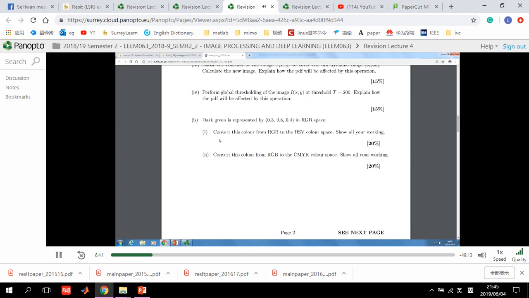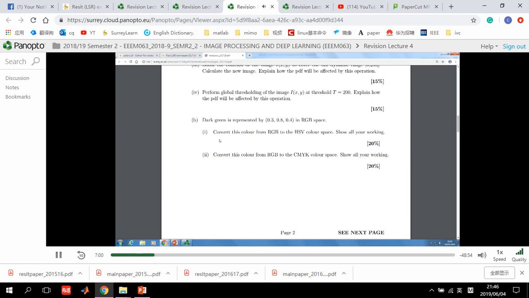If we're going into HSV space, which one of these is the V? Maximum, yeah? Which is 0.8. This is a long time ago, so you need to practice this if you haven't.